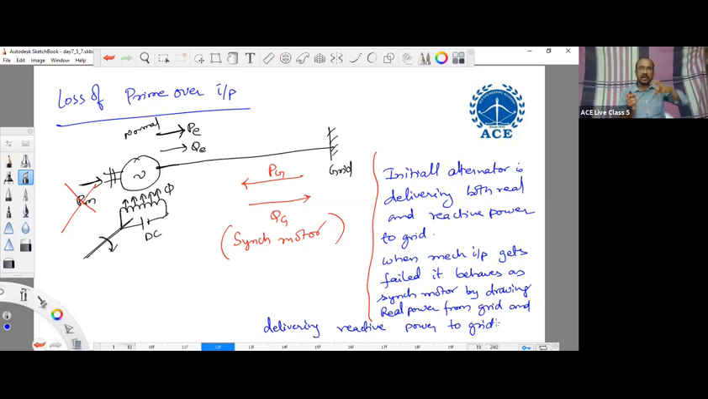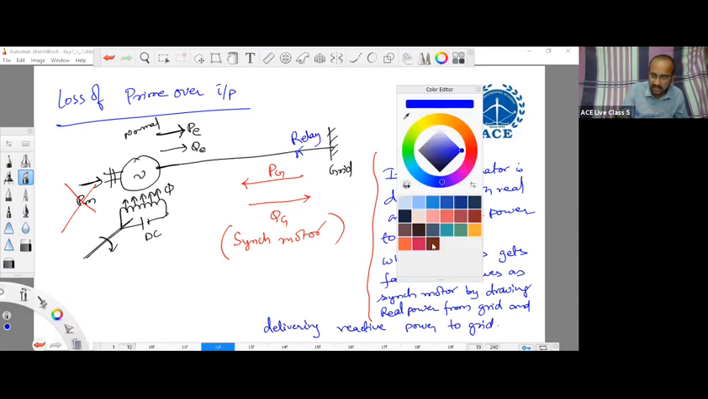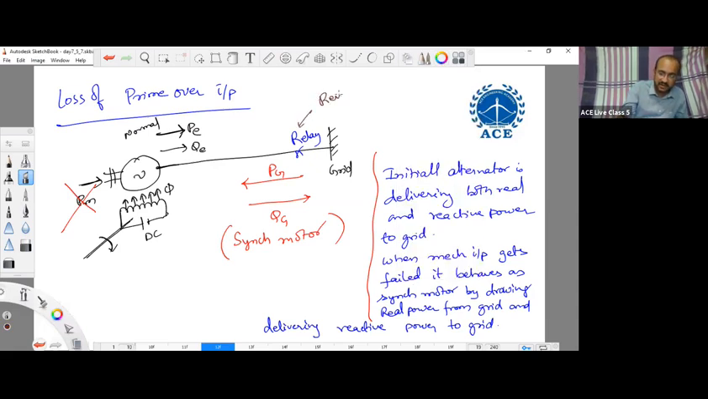So in order to rotate the turbine, the machine draws heavy current from the grid, which will damage the stator winding of the alternator. To avoid that, we should place a relay here. The question is which relay has to be used here? We should use the reverse power relay.